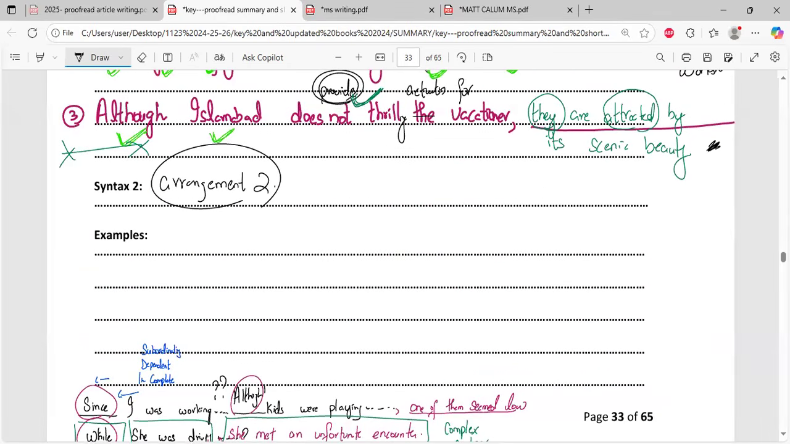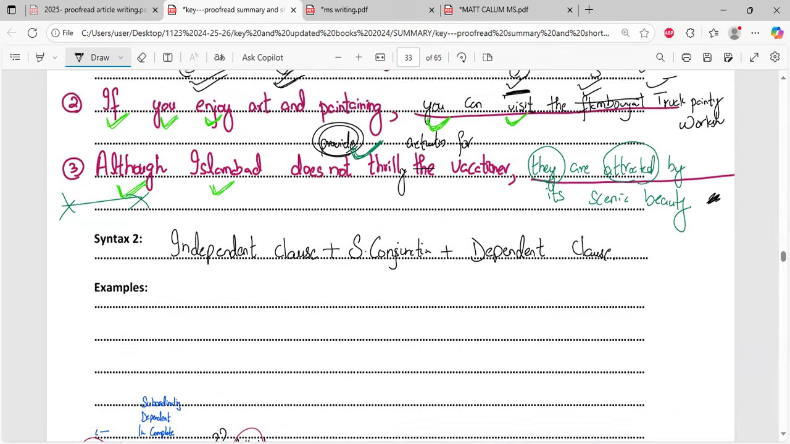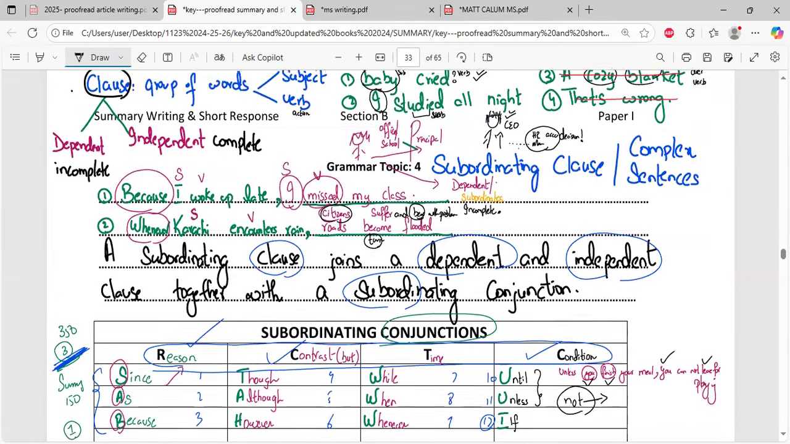The other syntax, the other way of writing these sentences, is you begin with a complete independent clause and then in the middle, without any punctuation, add the subordinating conjunction, and then you construct the later part of the sentence, which is called the dependent clause. You just have to start it from the ending. Let's look at other examples. Can we do it to all of the examples?